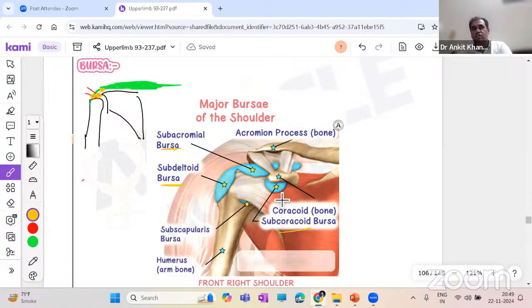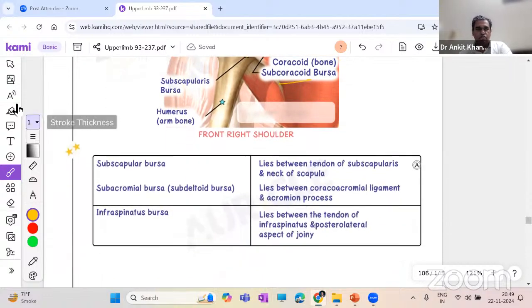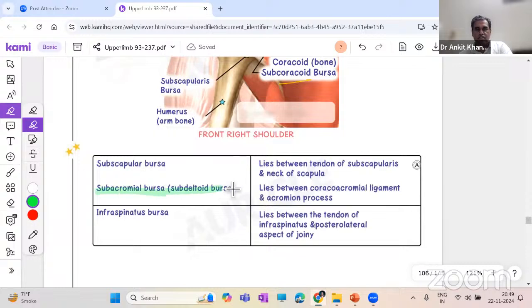Only talk of bursa here, and that is why it is clinically relevant. Okay, I hope you got the point. What is this bursa over here? Well, there are two, three bursa, and do not forget about this subacromial subdeltoid bursa. It is the largest bursa. And what is the relevance of it?